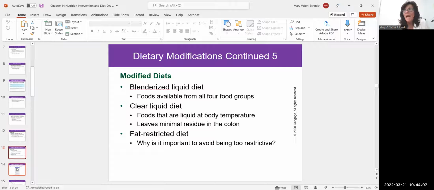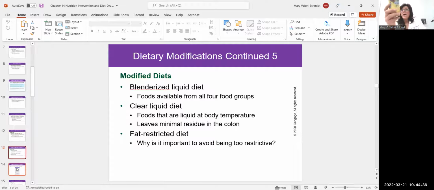A clear liquid diet is always fun because it's any liquid that's liquid at room temperature. Jell-O, even though it hardens when you stick it in the fridge, is liquid at room temperature. So Jell-O is a clear liquid, right? Anything that you can see through is a clear liquid. The bottle's got print on it, but if the iced tea were in a clear glass, you'd be able to see through it.